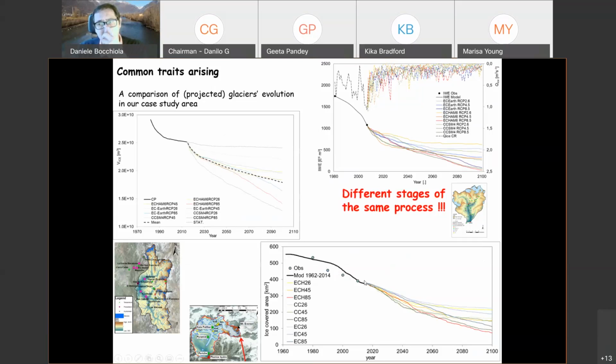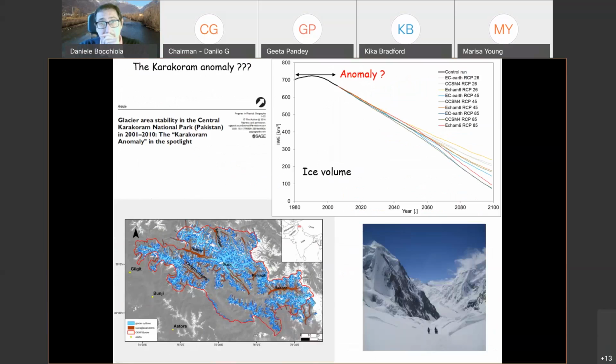In fact, I think this was mapped with satellites. Slight to large decrease. Well, we go back to Karakoram. Is there an anomaly there? Well, in our simulation from 1980, we could, in fact, provide some chance for slight increase or stability in the last 20 years or so, which would partly substantiate the hypothesis of stability.